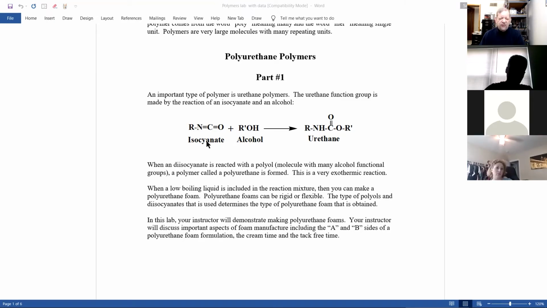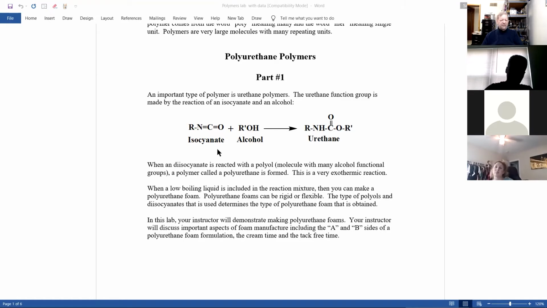All right, this right here is called an isocyanate. It's an R group on a nitrogen, which is double bonded to carbon, which is double bonded to oxygen. And this reacts much quicker than a carboxylic acid with an alcohol to make what is called the urethane. A urethane is a carbonyl with an oxygen with R prime and a nitrogen with R. And this is called the urethane.